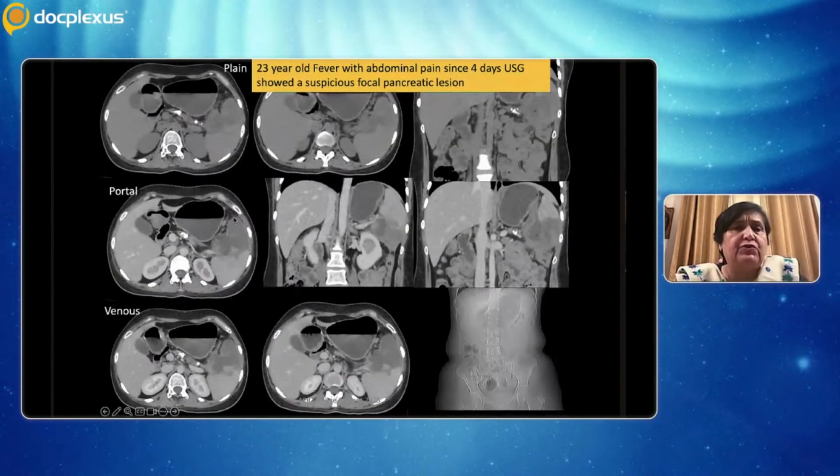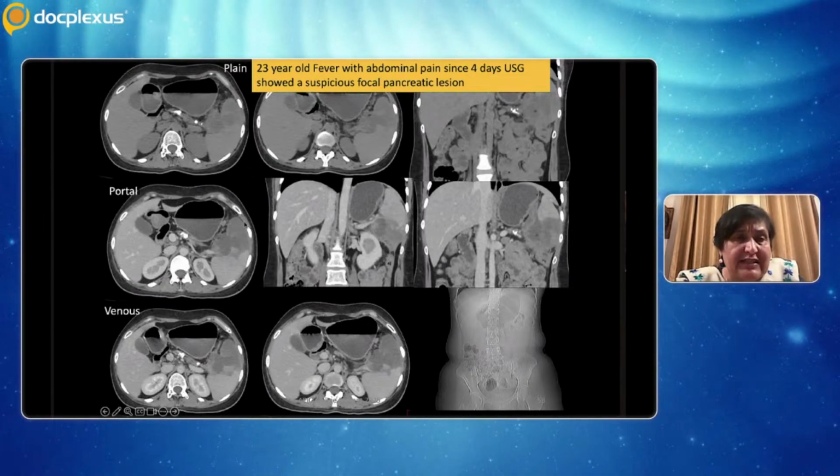This was a 23-year-old female with abdominal pain since 4 days. Ultrasound showed a suspicious focal pancreatic lesion. Her pancreas, as you can see, is atrophic. You can barely see any pancreatic tissue. There are extensive areas of calcification here. You can't really see a duct dilatation.